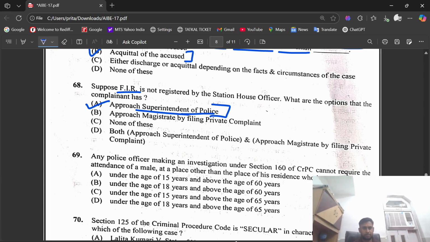We can also go to the magistrate by filing a private complaint. So we can do this also. This is not the right option. Both approaches would be justified, but first of all, we have to approach the superintendent of police. If we didn't try this, then the court will ask, did you try to approach the superintendent of police SP or not? So there is going to be that loophole in which we can get stuck. So first of all, we have to approach the superintendent of police. Question number 69.